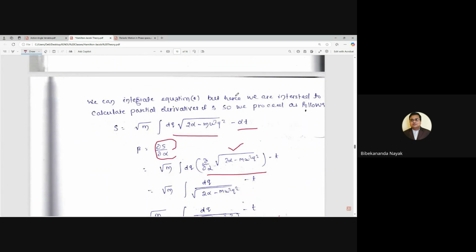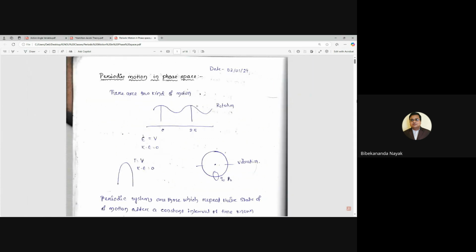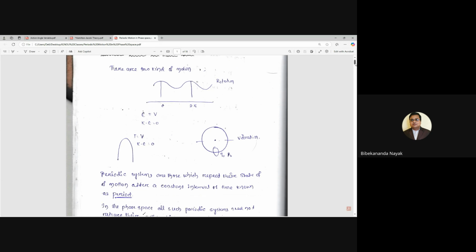Next one is action angle variables. Before going to that, we have to know something about periodic motion. You already know in your plus 2 and plus 3 what periodic motion is.